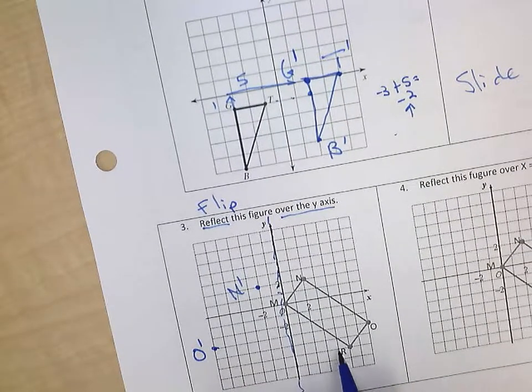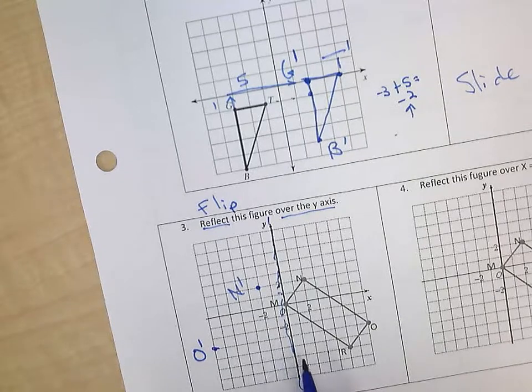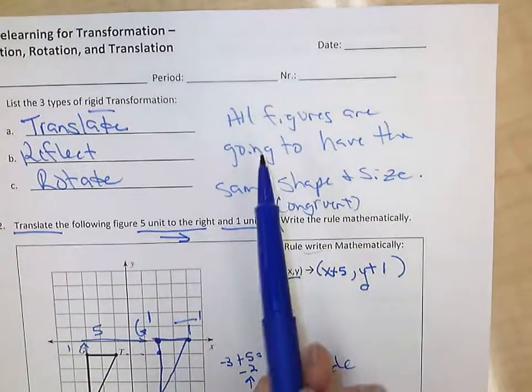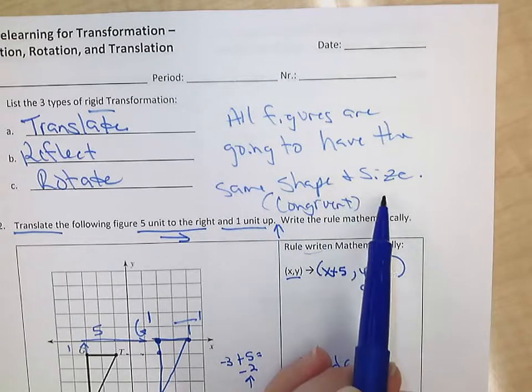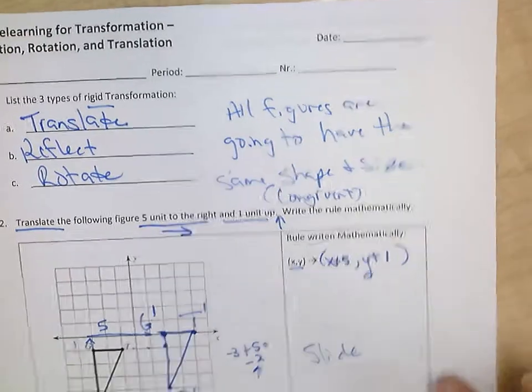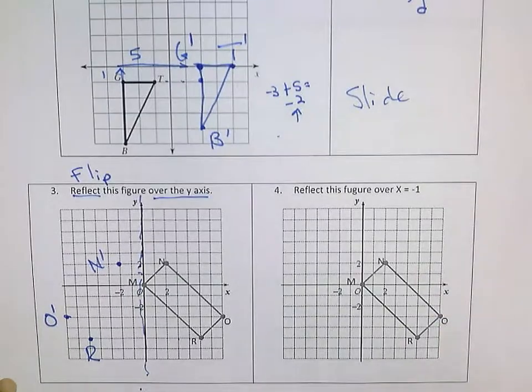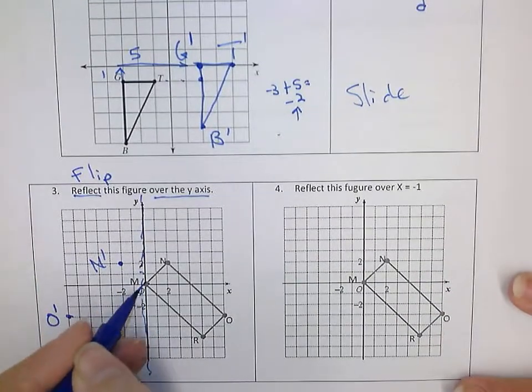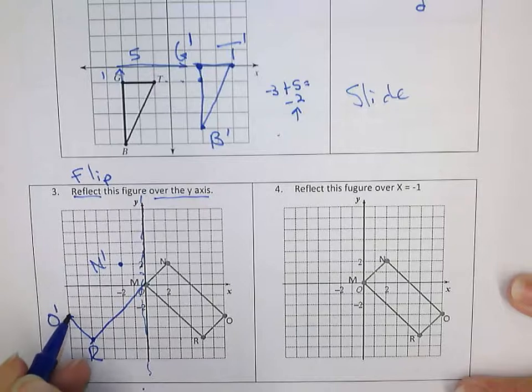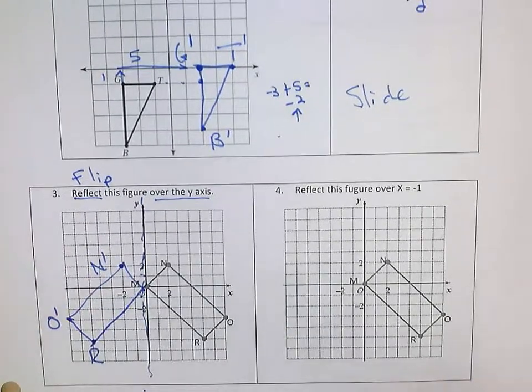The last one we have in here is our R, 1, 2, 3, 4, 5 units away from our line of reflection, which is our y-axis right here. So we go 1, 2, 3, 4, 5 right here. Now notice our figure is what we said way up here at the top. All figures are going to have the same shape and size. They're going to be congruent. All they're doing is moving them. So if your figure turns out to be a different size and a shape, you need to check your answer in order to fix it.